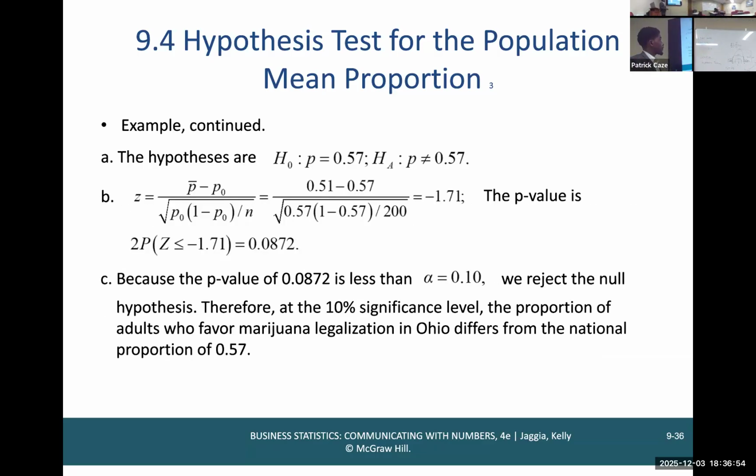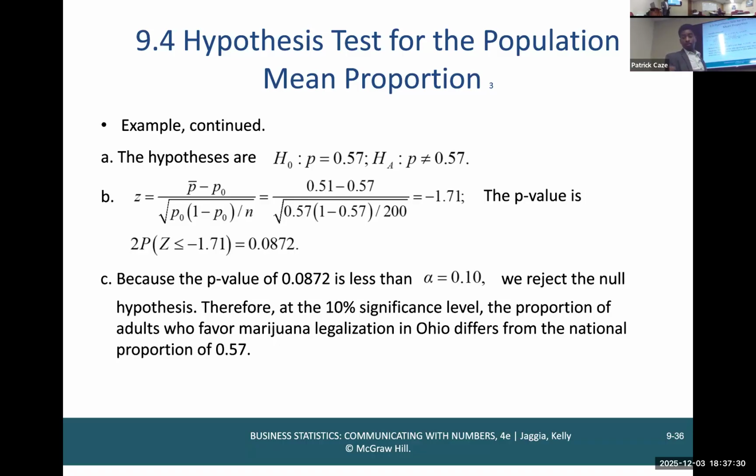If we look at the example here, our null hypothesis is 0.57, and our alternative is not equal to 0.57. We use not equal because we're just saying it differs. We're not saying it's less than, we're not saying it's more than, we're just saying it's different. Because it's two-tailed, we run through the numbers. They gave us the p-value as 2 times the probability of z less than or equal to negative 1.71.